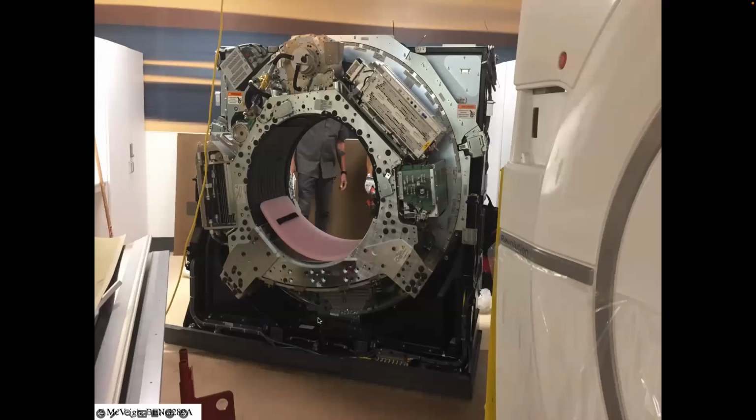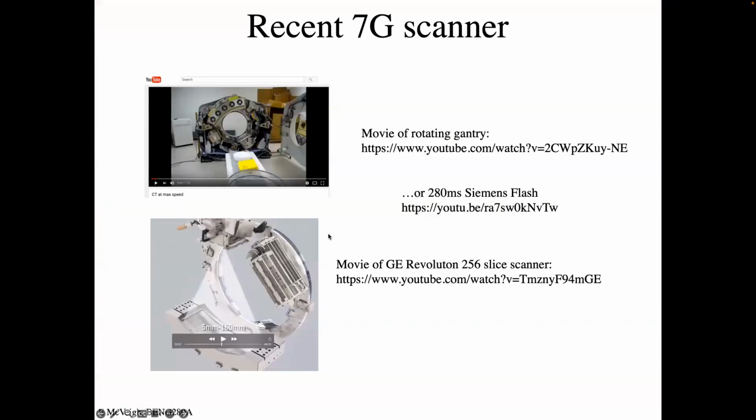This is what it looked like with the skins off when they were installing it here. And here, when you download the PDF of these slides, you can take a look at some of these movies online where engineers have taken the covers off the scanner and then turned it on, just to watch it spin really fast. It's somewhat entertaining.